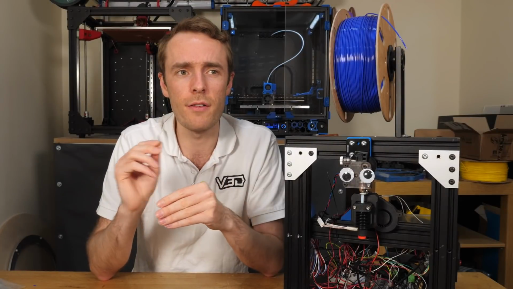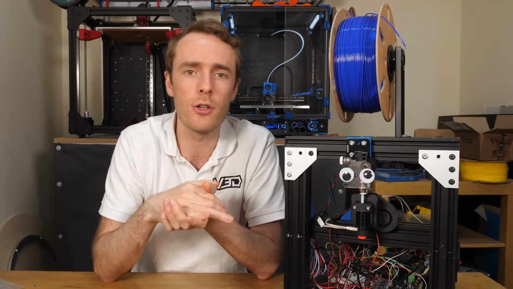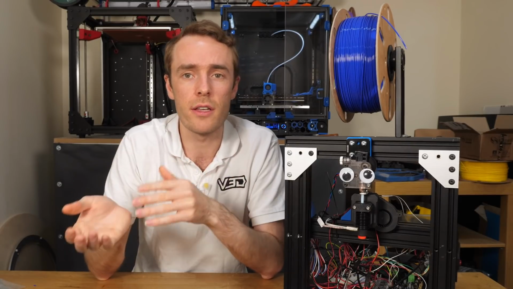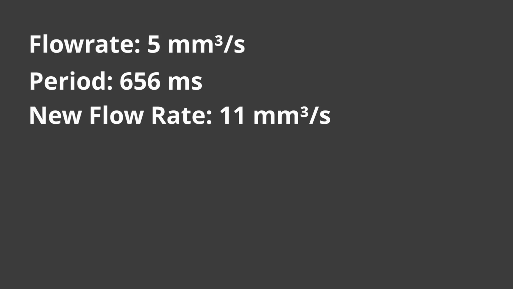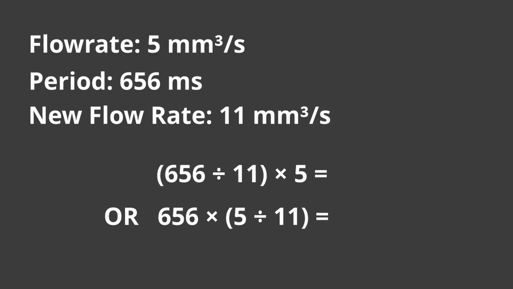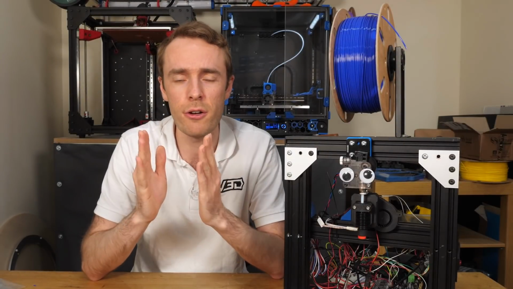I think the best way to work out if there is some sort of pattern is to try and predict a different result. So if we try and predict the 11 cubic millimeters per second with both the 5 and the 7 cubic millimeters per second data, we can see if either of those is going to line up. So using the 5 cubic millimeters per second data, we take the 656 millisecond time period, divide that by the new flow rate, which is 11, and then multiply by the old flow rate. So basically multiply the whole thing by 5 over 11, which is the ratio of the flow rates. And that gives us 298.2 milliseconds. So that's what we're predicting will be the time period of a single ripple at 11 cubic millimeters per second.